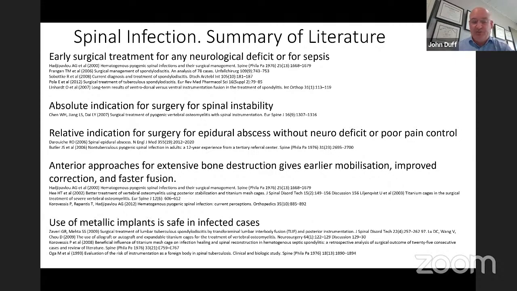And the last point to remember, and there's a lot of literature on this now, is that using metallic implants in an infected field is a safe practice and is a common practice. And 15, 20 years ago, the dogma was that you couldn't put any implants into an infected field. With modern antibiotherapy, we can do this now and it works well.